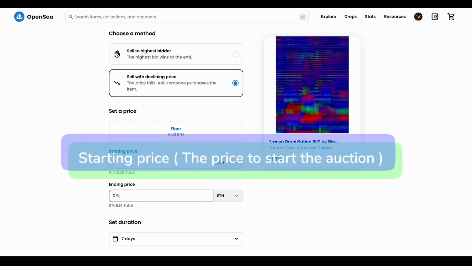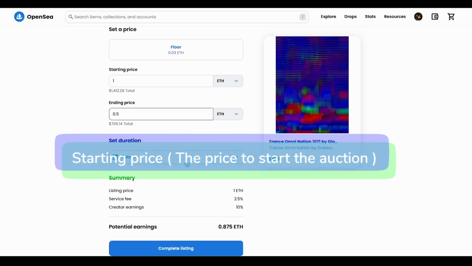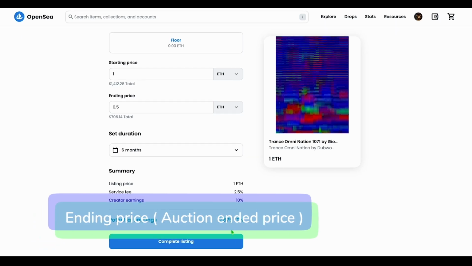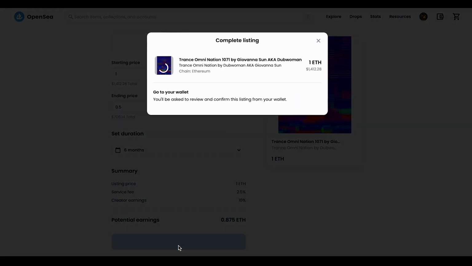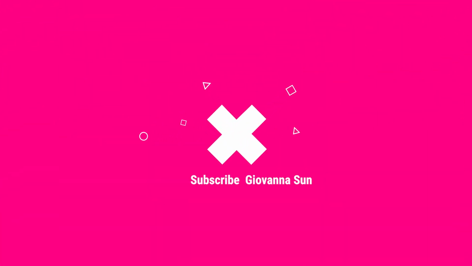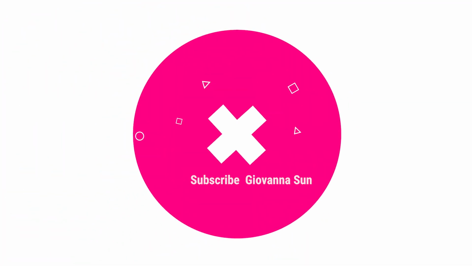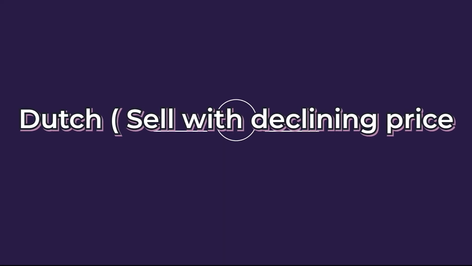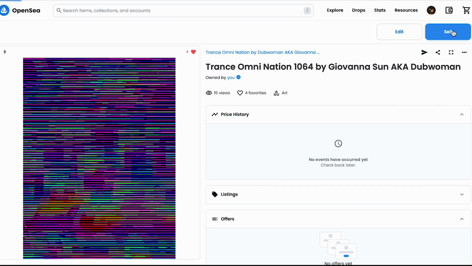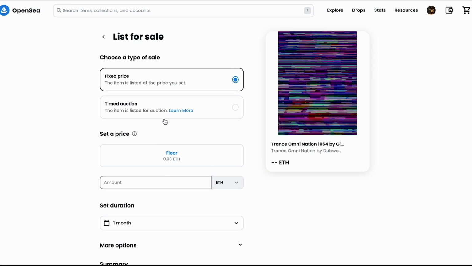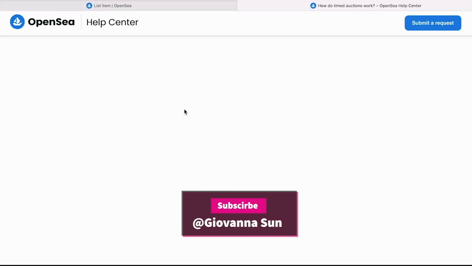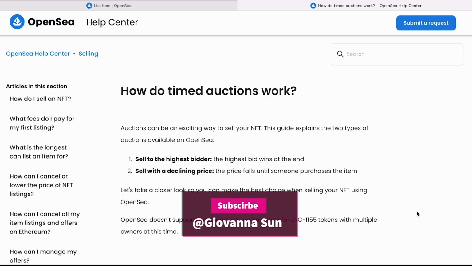Starting price means the price to start the auction. Ending price is the price when the auction ends. That's the price you get. Dutch: sell with a declining price. If you're like me and you don't like to accept WETH, you want to accept only Ethereum or other crypto. I also accept USDC and the app coin. It's easier if you start with the Dutch sell. You can start with a simple step.